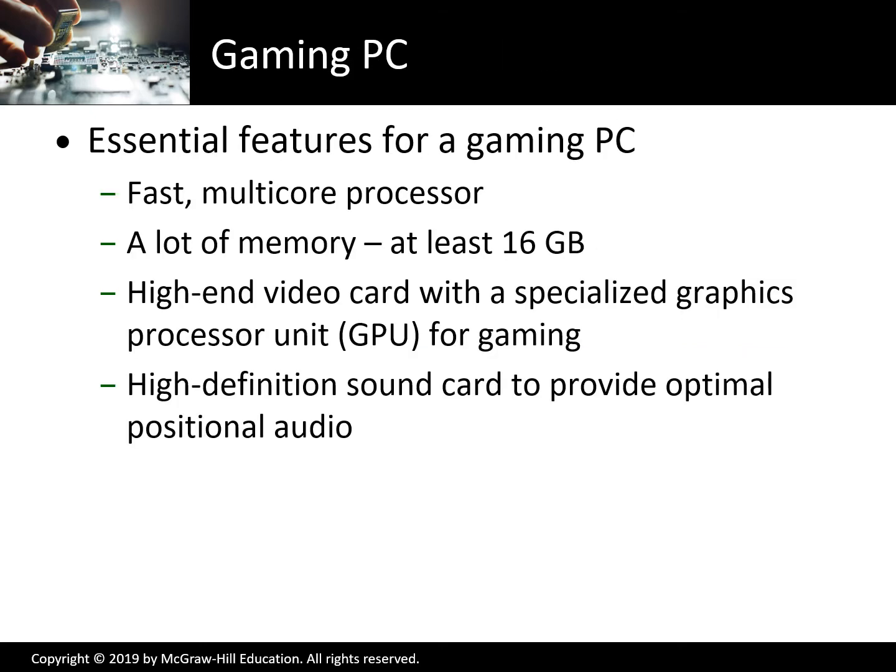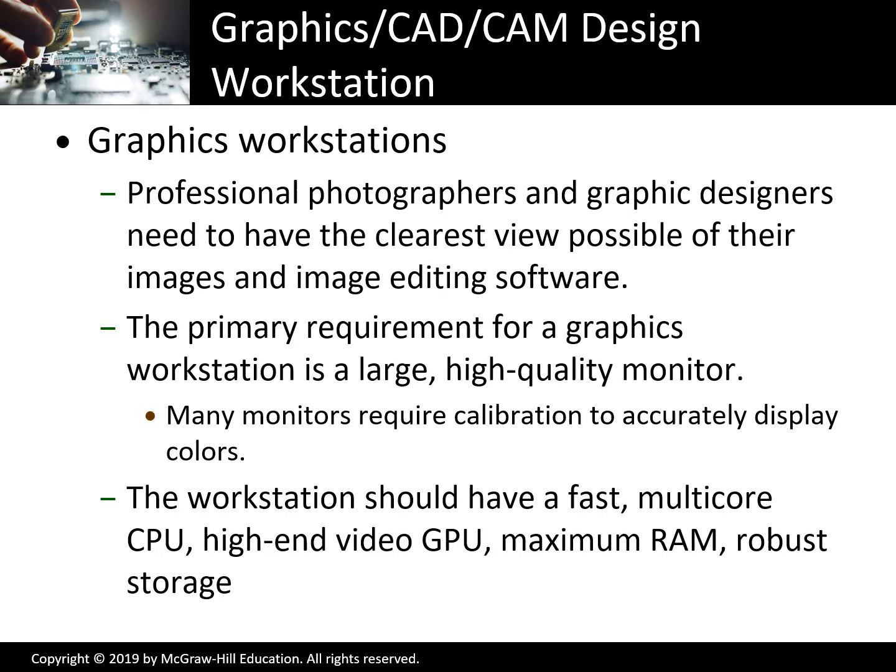So a gaming PC: fast multi-core processor, lots of RAM, high-end video card. Now this is kind of interesting. Since so much of it is graphically oriented, you'll need a good video card that will have video RAM, and it's going to have its own processing unit on it. Okay, and a sound card is going to be optimal also.